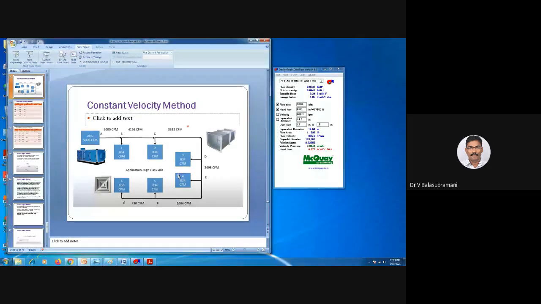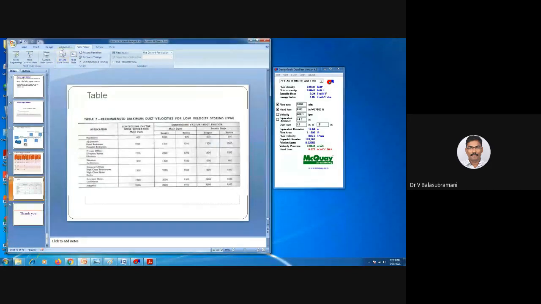This is what we have to adopt in the constant velocity method. In the equal friction method, the velocity is varying, but here the velocity should be very constant as well as low. So why does the value become very low? Once again, I move to the table.